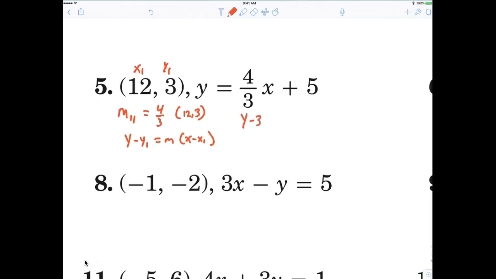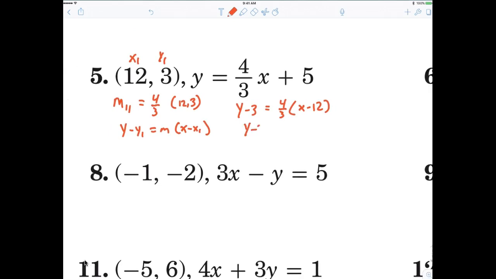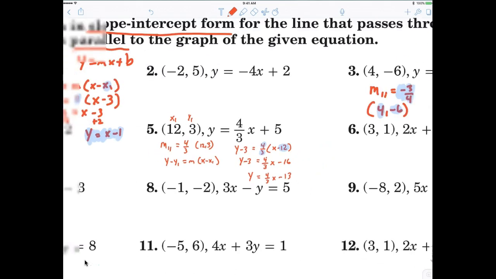So y minus 3 equals 4/3 times x minus 12. Now we're going to distribute the 4/3. Y minus 3 equals 4/3 x. Now again, 12 divided by 3 is 4, times 4 is 16. So that would be minus 16. Now you add 3 to both sides, so y equals 4/3 x minus 13. Alright, so that's question number 5.